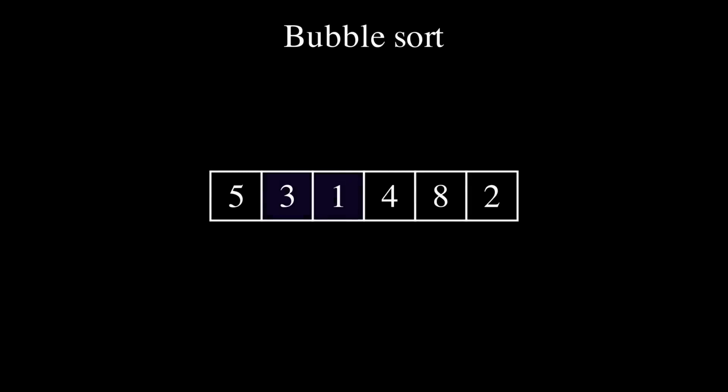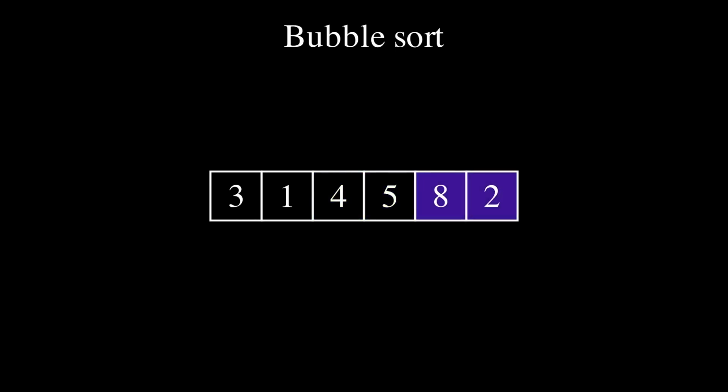We are going to compare adjacent elements, and if they are out of place, we will swap them. We are starting from the beginning of the array. 5 is greater than 3, we swap 5 and 3. 5 is greater than 1, we swap them. 5 is greater than 4, we swap them. 5 is less than 8, no need to swap.